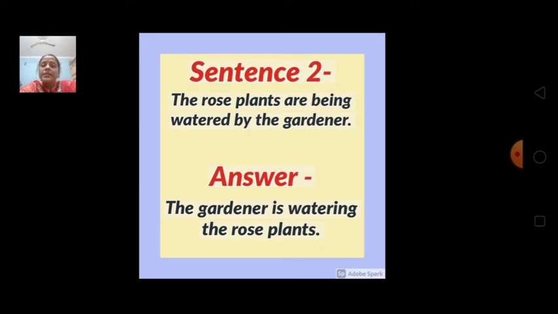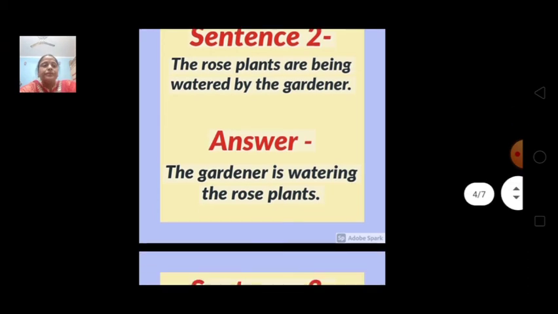The gardener, which is at the end of the sentence in the predicate part, is the doer. So the doer will come first. After that, present continuous tense, gardener is singular, so that's why we are going to use the helping verb is. Is watering the rose plants. We will not use being because being is used in passive voice. We will also remove by because by is also used in passive voice.